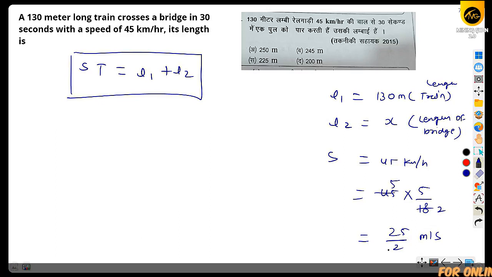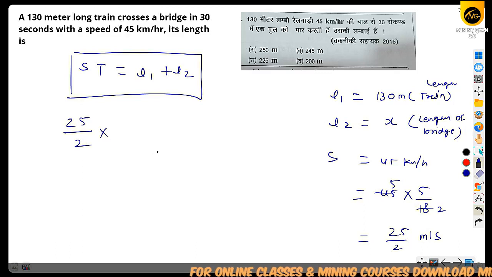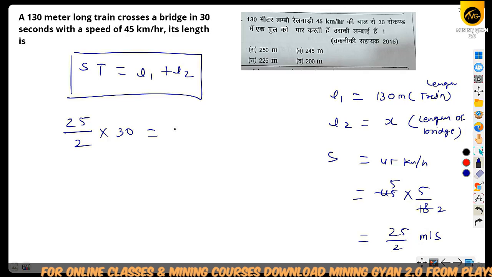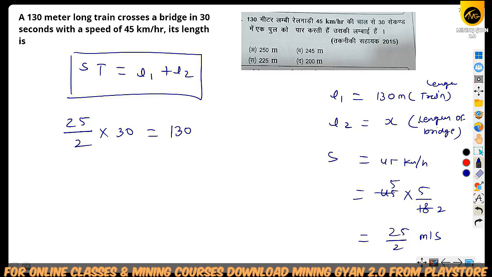So 25 divided by 2 meter per second is the speed of the train. Just put down 25 divided by 2 into, okay, the time duration is 30 seconds. So L1 is 130 meter, that is the length of the train, and L2 is X, which is basically the length of the bridge. So we have to find out the value of X.